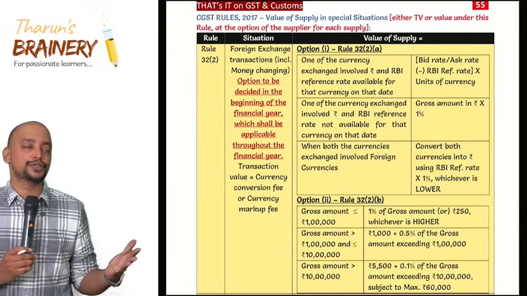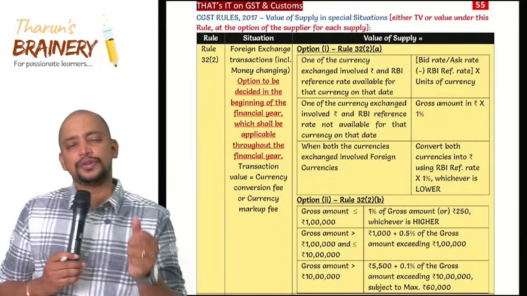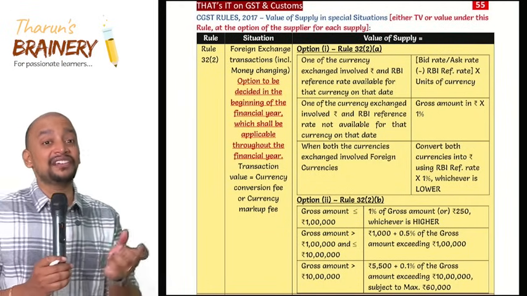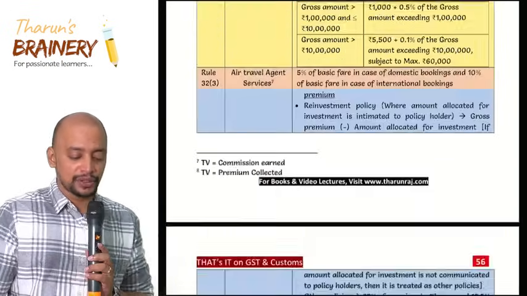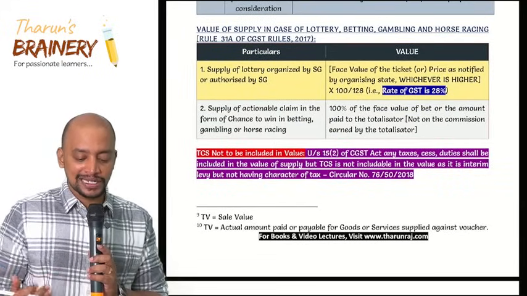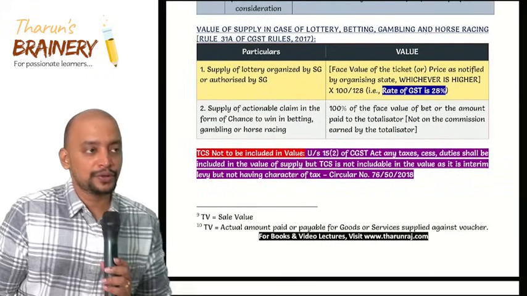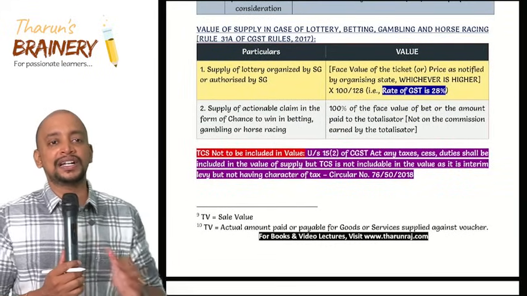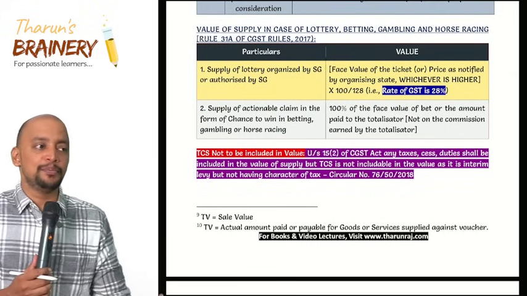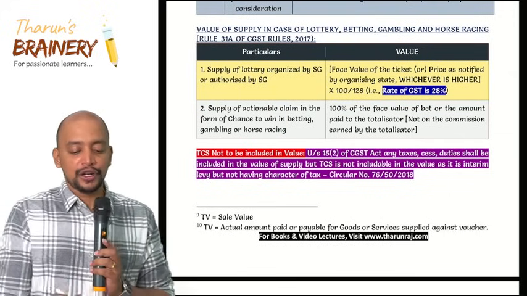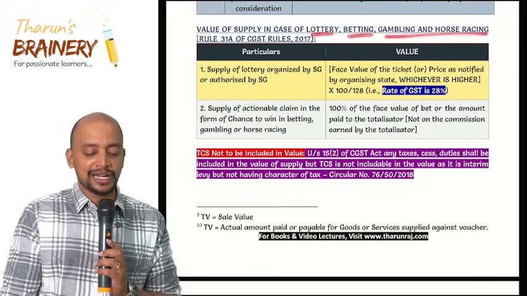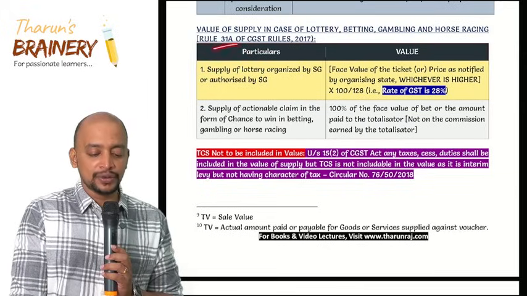So we have completed so far up to rule 31. One more rule is also there, that is rule 31A, and then we will come back to rule 32. Rule 31A you can see in the next page below. So what are the three actionable claims which are covered under supply? Lottery, betting and gambling. So for lottery, betting and gambling, how to determine the value? That is given in rule 31A.